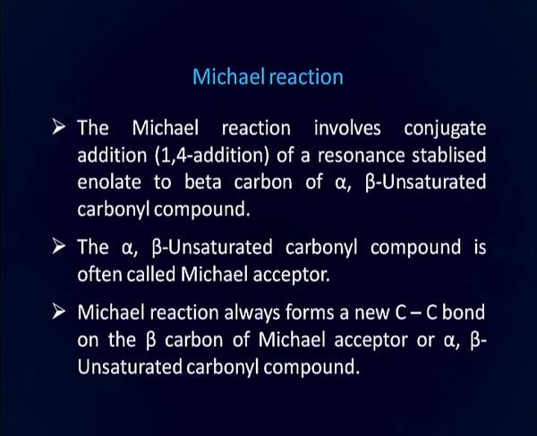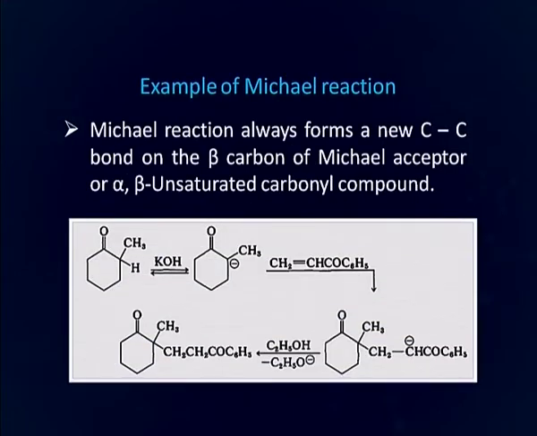Michael reaction always forms a new carbon-carbon bond on the beta carbon of Michael acceptor or alpha beta unsaturated carbonyl compound. Like in this example, you can see we are starting here with this 2-methyl cyclohexanone. This generates the carbanion which attacks the beta carbon here of alpha beta unsaturated ketone. As a result, there is formation of a new carbon-carbon bond in the final product.